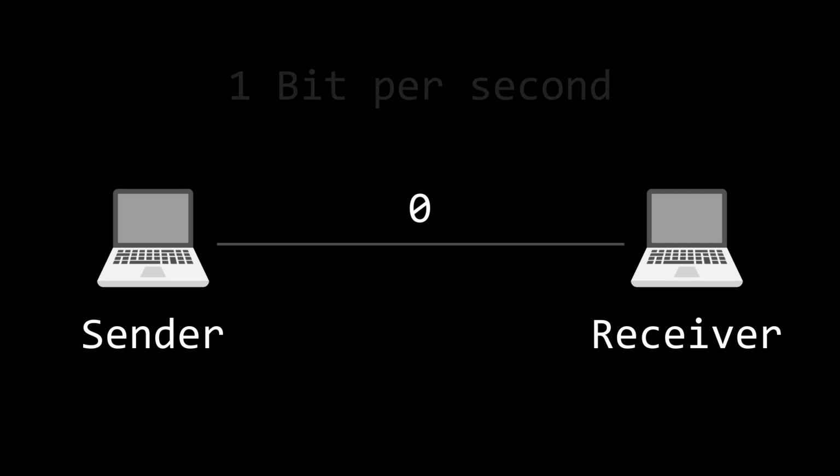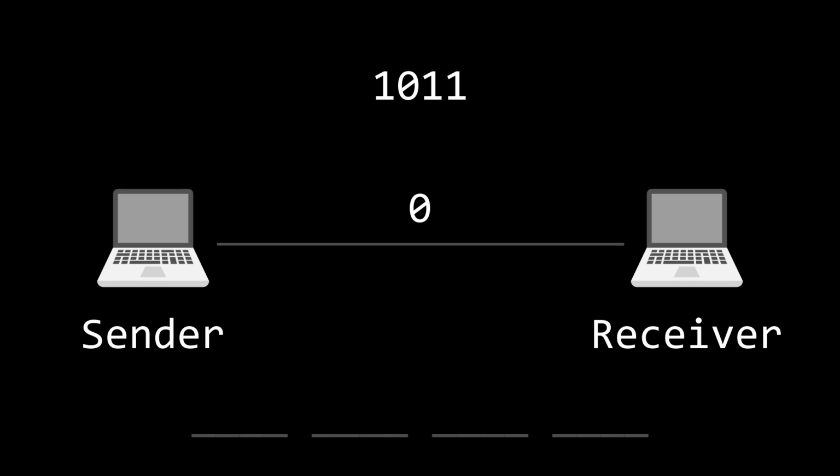Let's try to transfer the binary number that we saw earlier with this technique. We need to transfer 4 binary digits, so we need 4 seconds to transfer the whole number. The first bit is a 1, so the sender will send electrical current through the wire for the entire first second. The second number is a 0, so the sender simply does nothing. The third digit is a 1 again, and finally the fourth digit is a 1 as well.